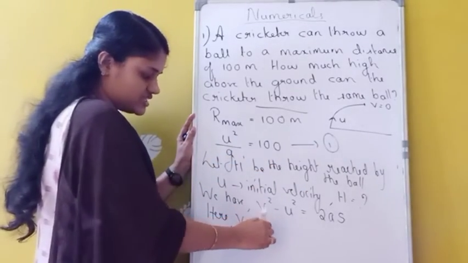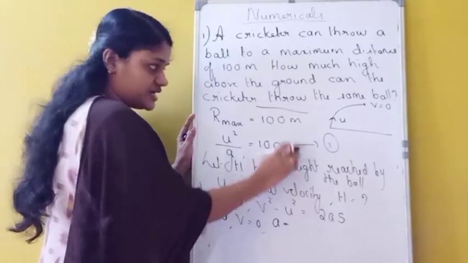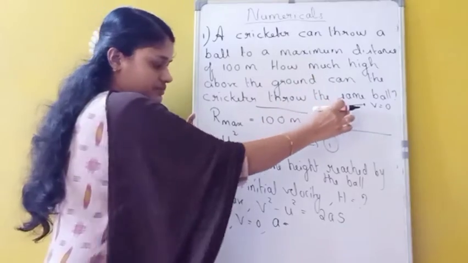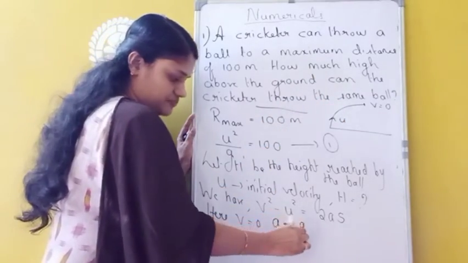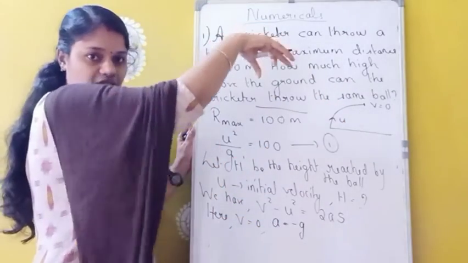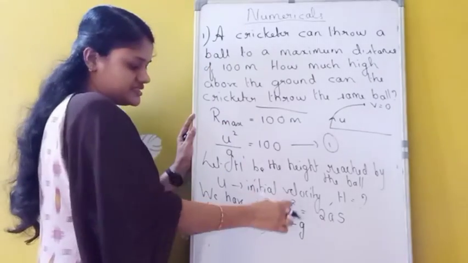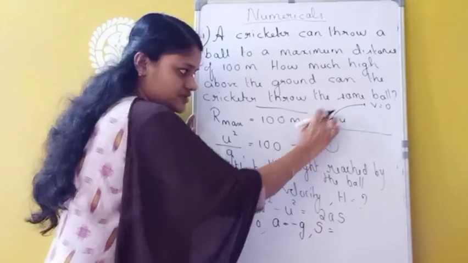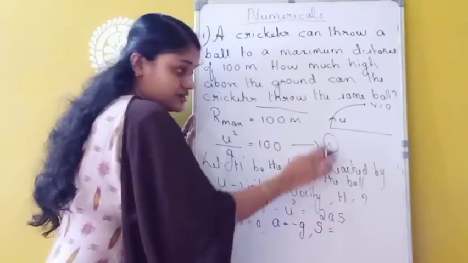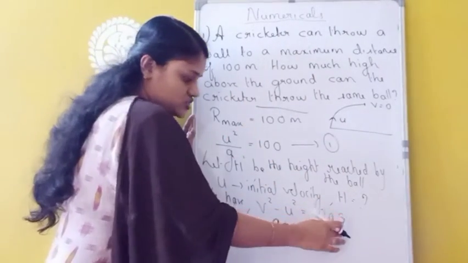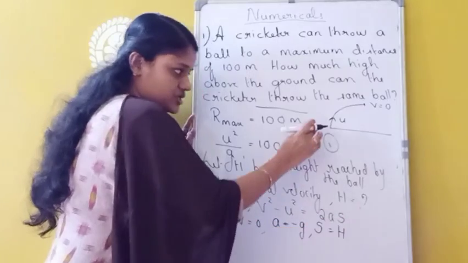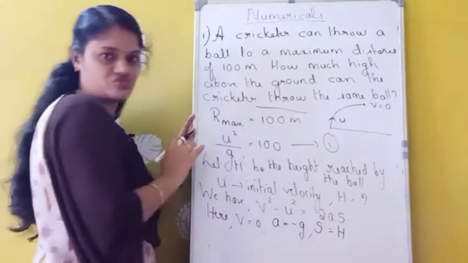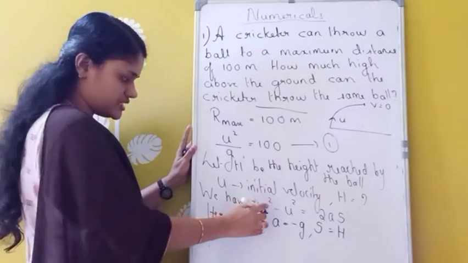Now what is the value of a? The ball is thrown up, we are not dropping it, so a equals minus g. And s is the maximum distance covered, that means the maximum height reached. So instead of s, we can put h.